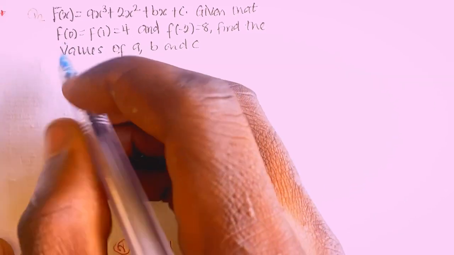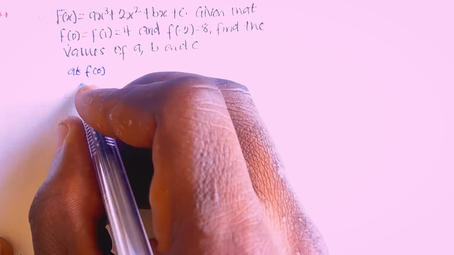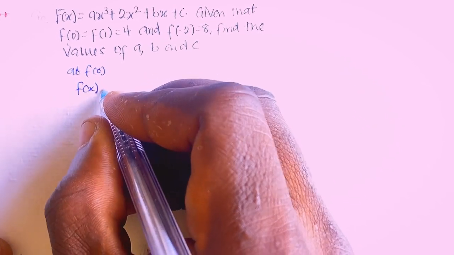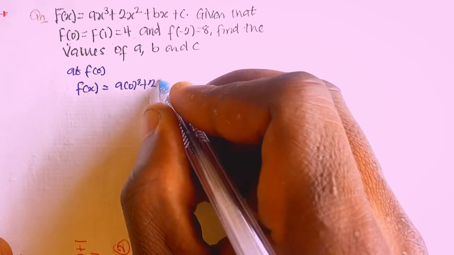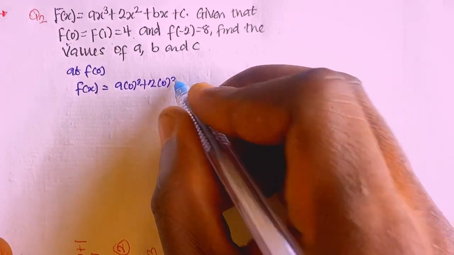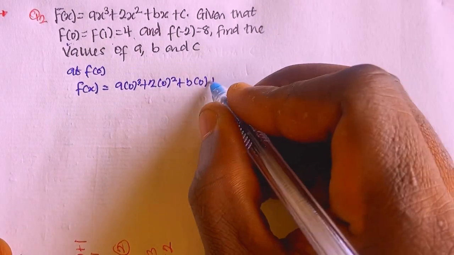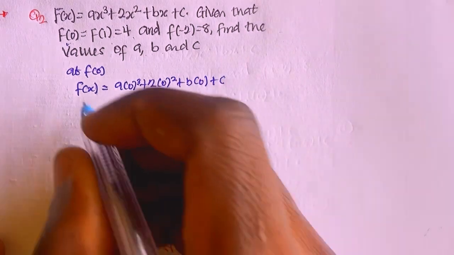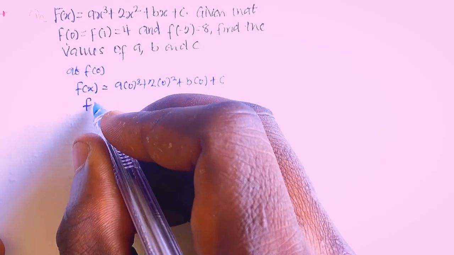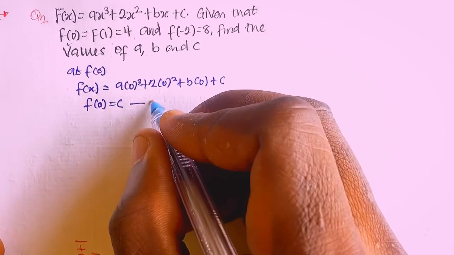f of 0, right? So at f of 0, our f of x becomes a into bracket 0 raised to the power 3, plus 2 into bracket 0 raised to the power 2, right? Plus b into bracket 0, right? Plus c. So if you simplify this further, everything here that is 0 is 0. That means our f of x, which is f of 0 now, is equal to c. Right? Let's call this equation 1.